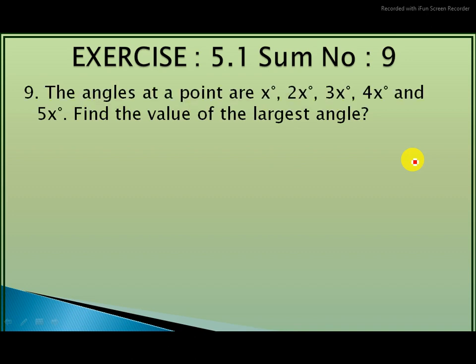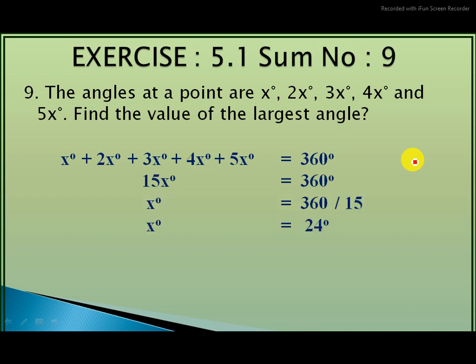Sum number 9. The angles at a point are x, 2x, 3x, 4x and 5x. Find the value of the largest angle. When we say angles at a point, it measures 360 degrees. So let's add up everything, which equates to 360. You get 15x is equal to 360, where x is equal to 24 degrees. The largest angle is 5x. So 5x is equal to 5 into 24, 120 degrees is the largest angle.